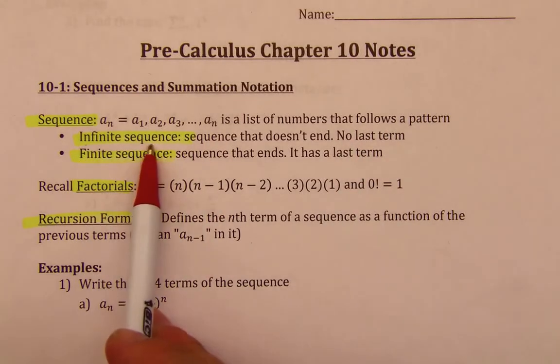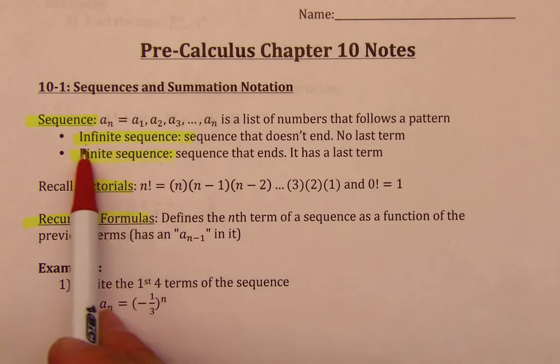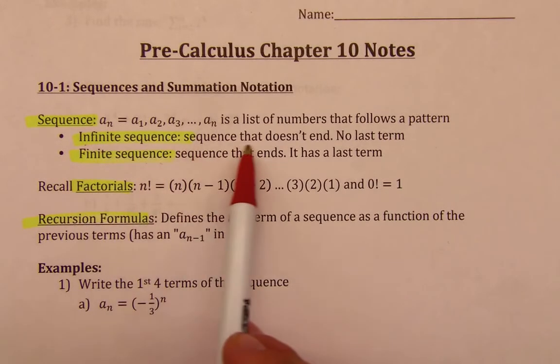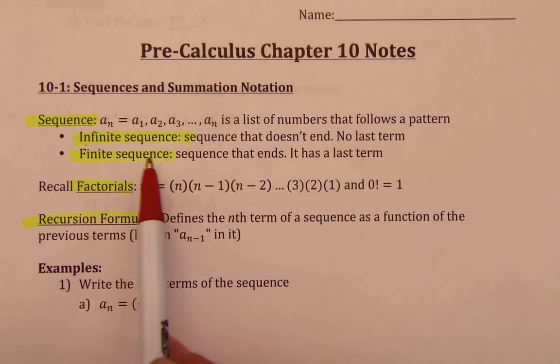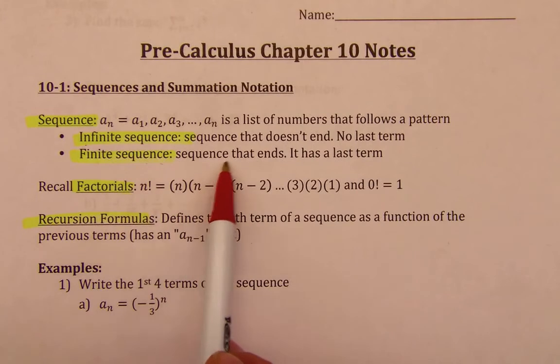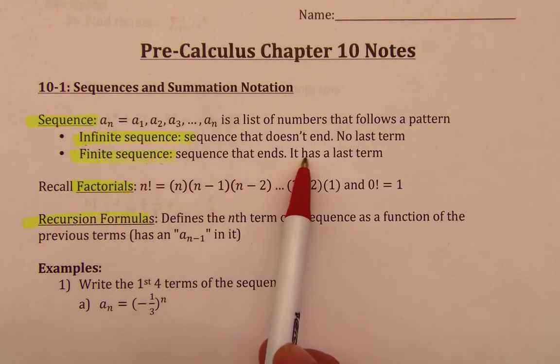And we have infinite sequences and finite sequences. An infinite sequence goes on forever, it doesn't end, and there's no last term. A finite sequence does have an end, and it does have a last term.